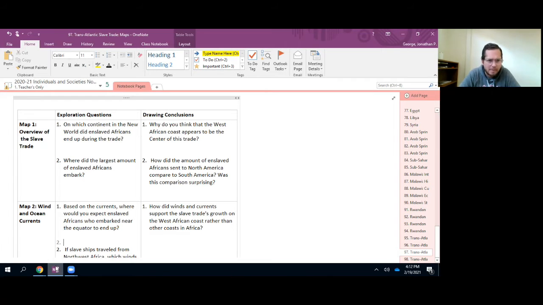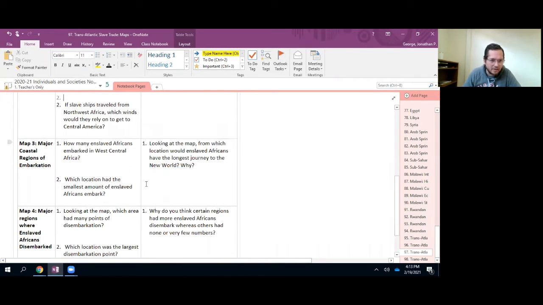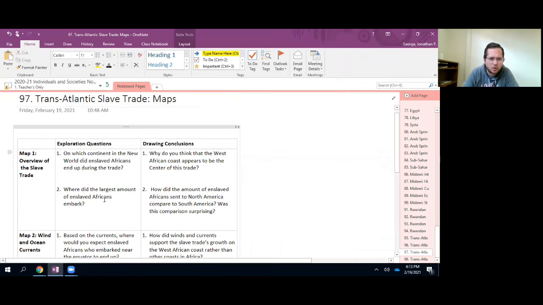So number one here for map 1, on which continent in the New World did enslaved Africans end up during the trade? Go ahead and look at that now. And then the next question, where did the largest amount of enslaved Africans embark? That's where you have to use the terminology disembark and embark, and determine what that would be. I'll give you a little bit of time to answer those questions, and then we'll move to the drawing conclusions.